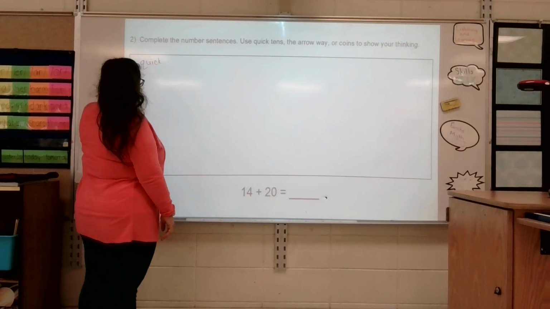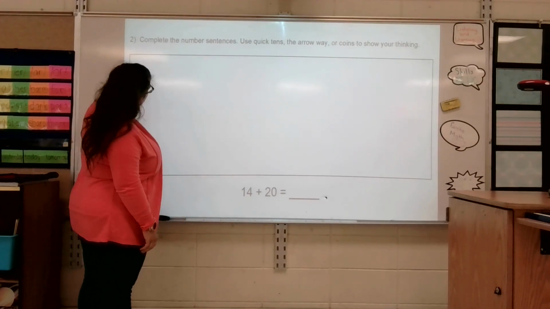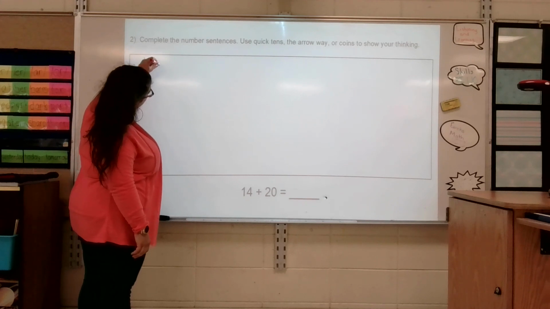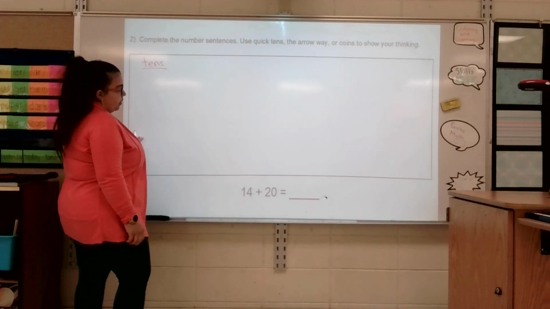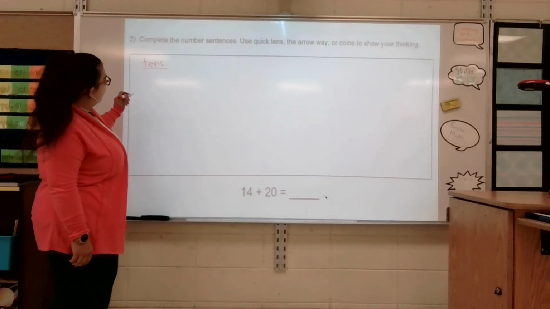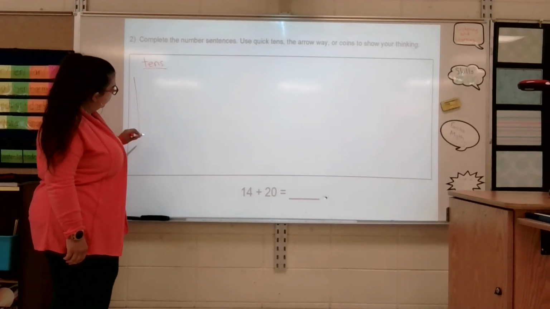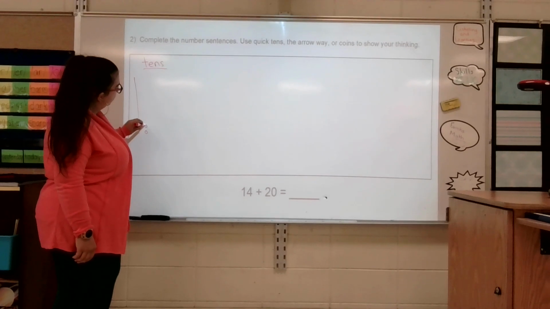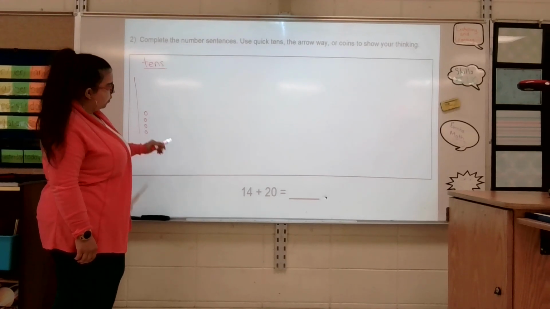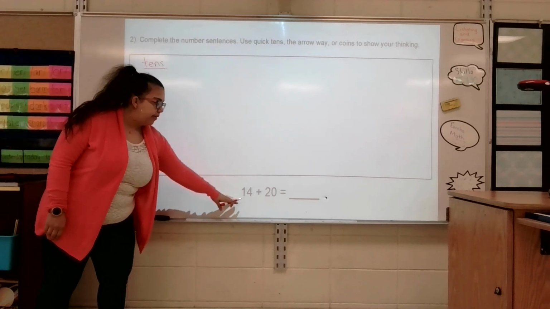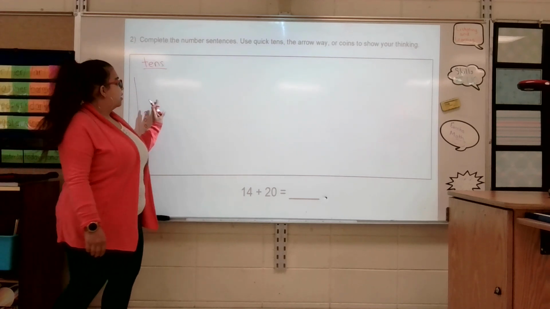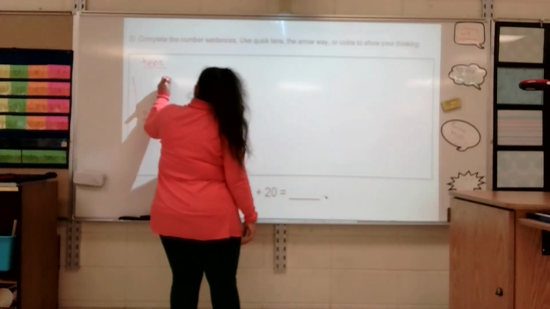Actually, you know what? Save one space. We're just going to write tens. And then we're going to draw a picture to match this number sentence, okay? All right, we're going to draw 10, 11, 12, 13, 14. Does this picture match this part? It does. Good. Now leave a little space and draw your second part.